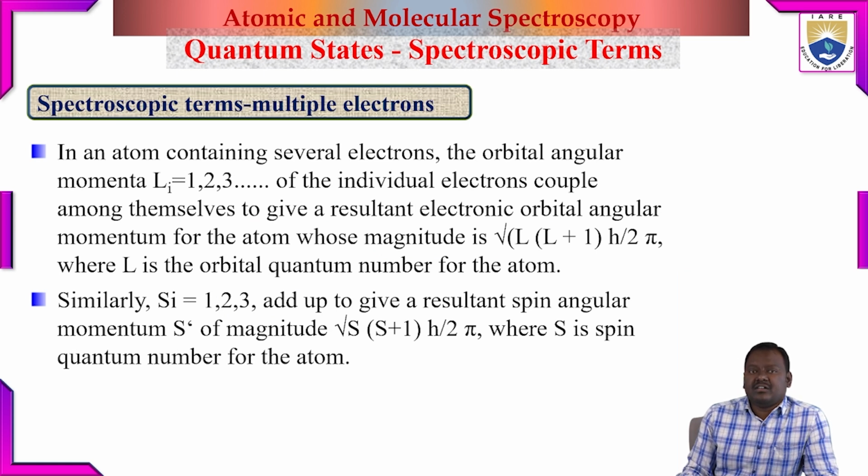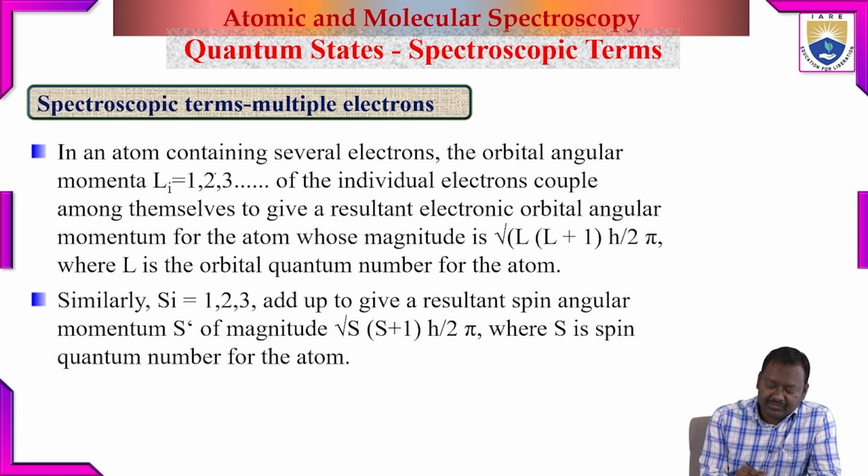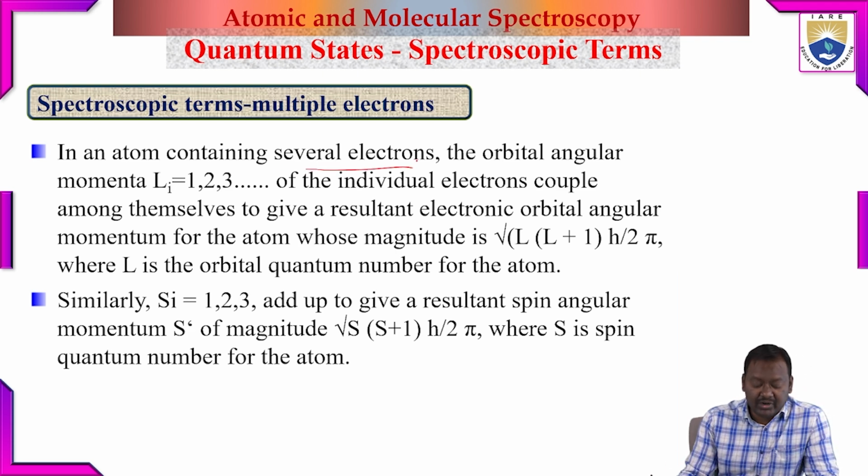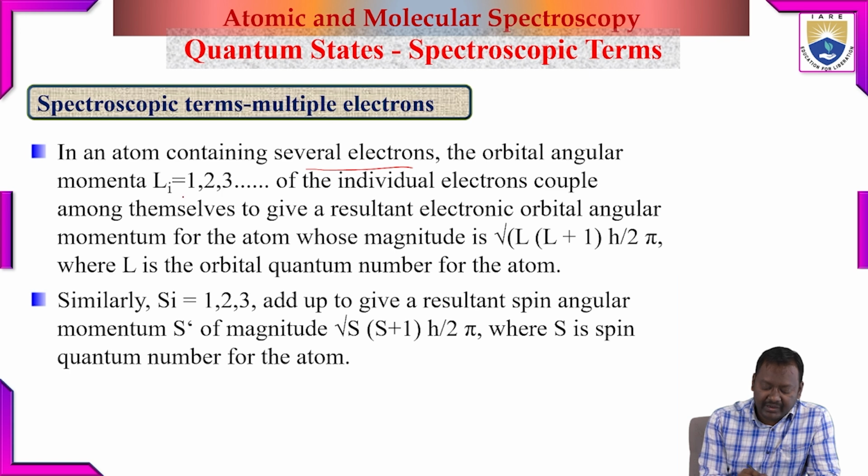And if there are several electrons for an atom, then the representation of spectral terms is again a little complex. Why? Because in an atom containing several electrons, the orbital angular momentum of individual electrons can have quantum numbers l again 1, 2, 3, etc. Either it is 0 also, 0, 1, 2, 3.